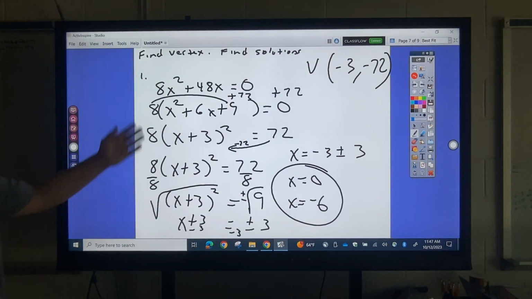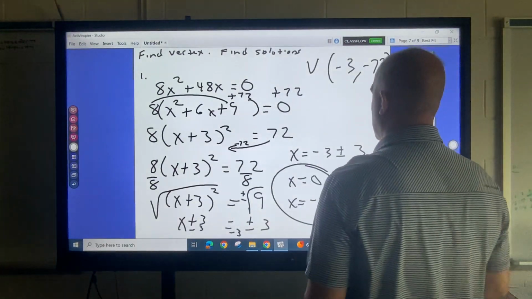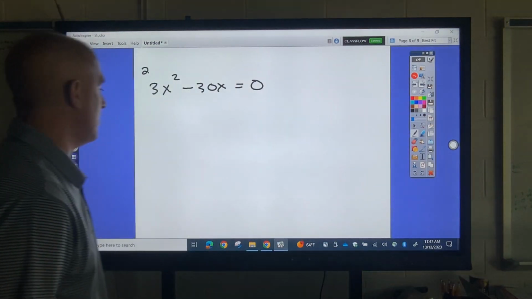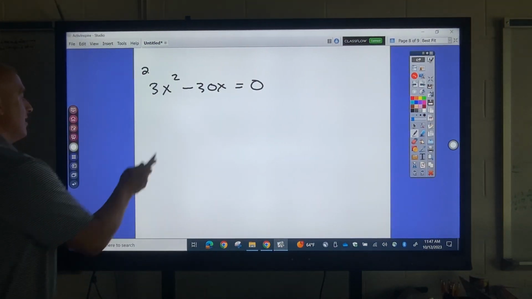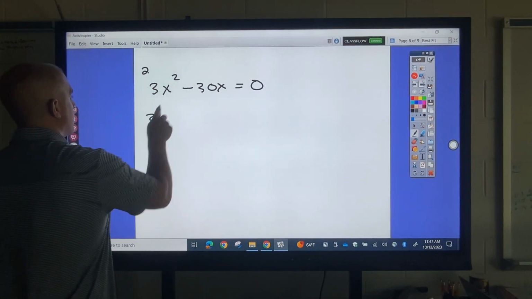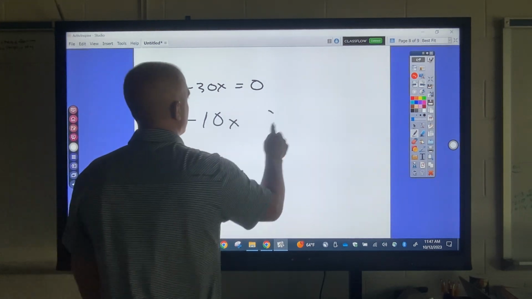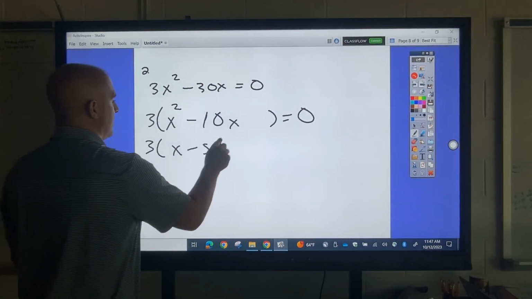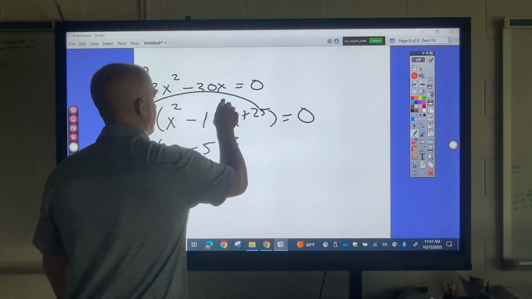Now, solving by factoring is probably easier there, to be honest. You would just take out an 8x, and you could solve. Same thing here. This is probably better solved by factoring, but if you want to do completing the square, you can. Negative 10 divided by 2 would be negative 5. Negative 5 squared would be 25. 3 times 25 would be 75.